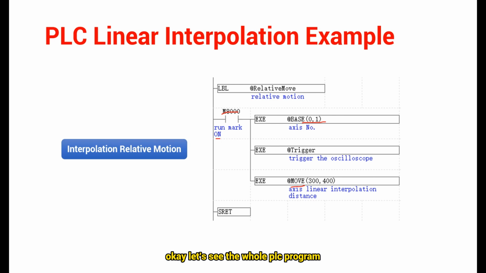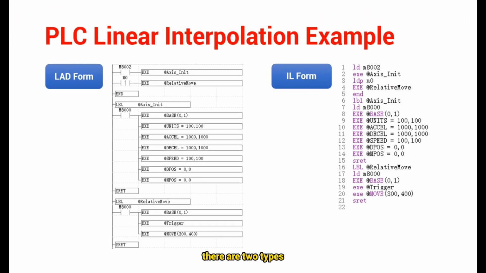Okay, let's see the whole PLC program. There are two types. Left is LAD form. Right is instruction list form. They correspond to each other. See the left. The main program starts from line 1. From line 1 to line 5, it scans in cycle.